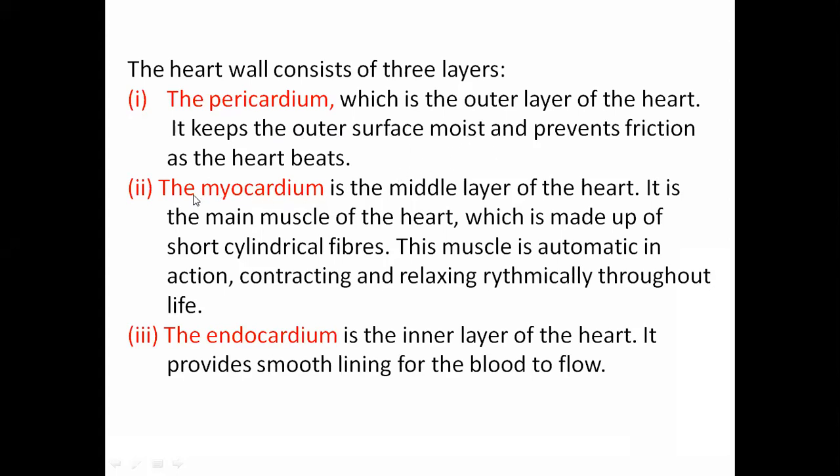Okay, and the middle layer of the heart is the myocardium. Pericardium, myocardium, and endocardium. So pericardium is the outer layer, myocardium is the middle layer, and endocardium is the inner layer. The outer layer's purpose is to keep the outer surface moist and prevent friction as the heart beats. Similarly, myocardium is the middle layer of the heart. It is the main muscle of the heart, because of that the functioning of the heart occurs. It is made of short cylindrical fibers.